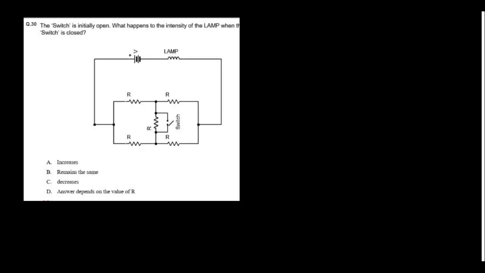The switch is initially open. What happens to the intensity of the lamp when the switch is closed? See, if you closely observe, this is a Wheatstone bridge. All resistor values are R. That means the Wheatstone bridge is balanced. So when the switch is open, there is no current flow through the R. So if you make the R short circuit also, nothing will flow.